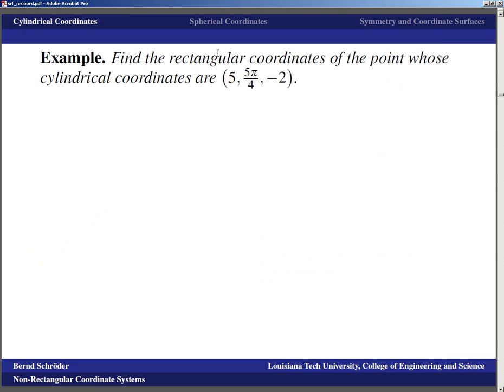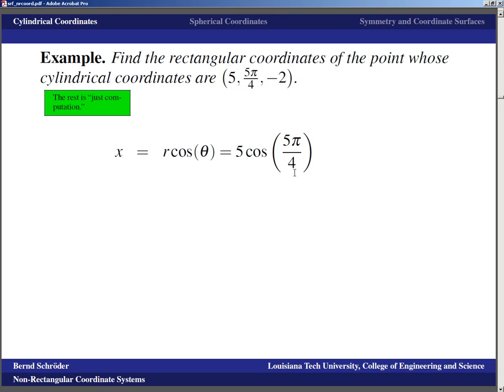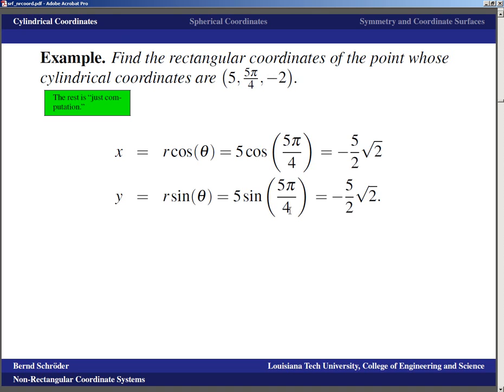Okay, as an example, find the rectangular coordinates of the point whose cylindrical coordinates are 5, 5 pi over 4, and negative 2. Well, we just have to remember the formulas, so it's just computation. x is r cosine theta, which will be 5 times cosine 5 pi over 4. Cosine 5 pi over 4 is negative 1/2 root 2, so this will be negative 5/2 root 2. y is r sine theta, which is 5 sine 5 pi over 4. Sine 5 pi over 4 also is negative 1/2 root 2, so this is negative 5/2 root 2.